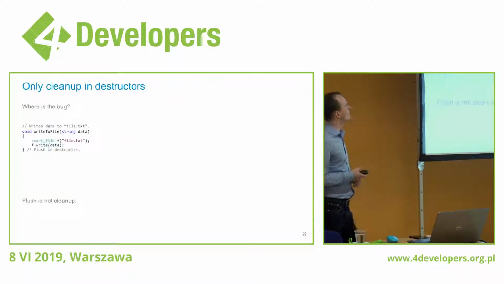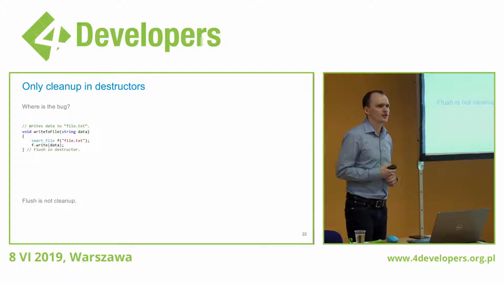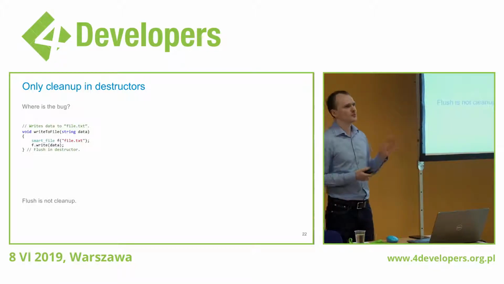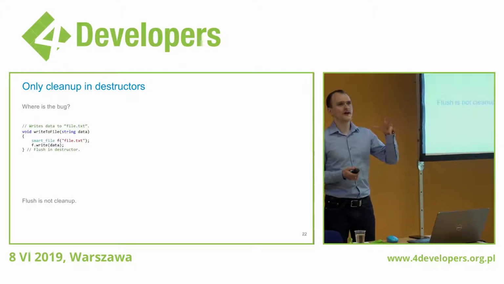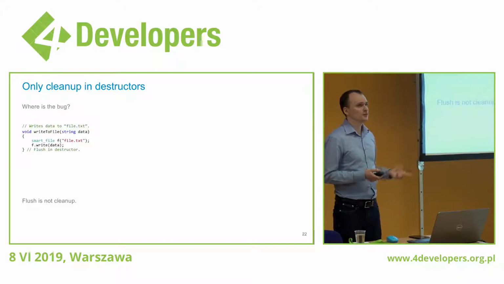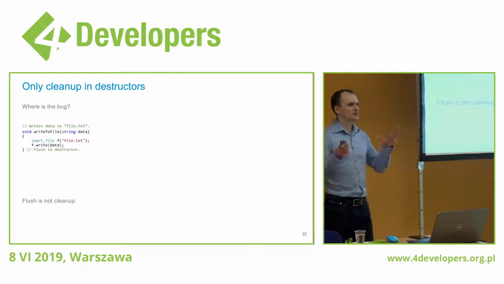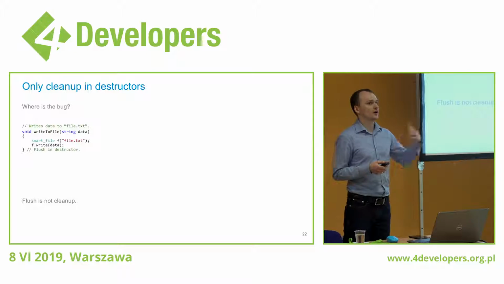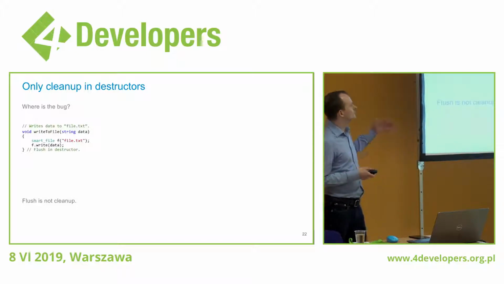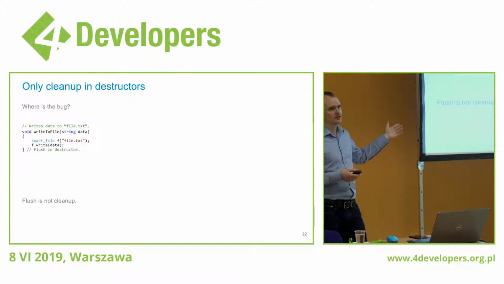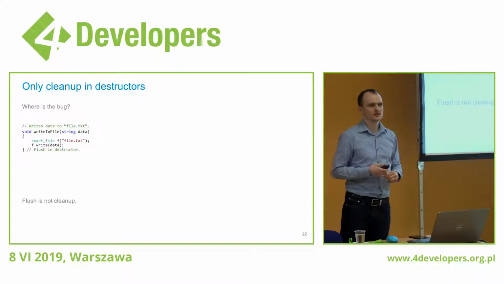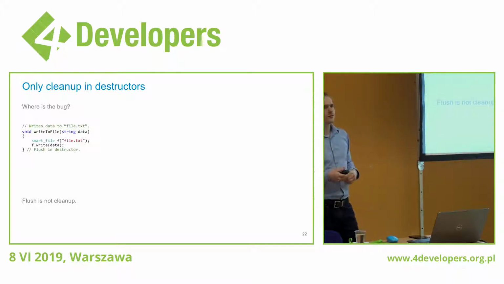So here we have a little short function that does one thing. It promises that if it ends with a success, it will write your data to a file. So it uses this smart file object that buffers all the data that you write into it, and in its destructor, it calls flush and actually writes the data onto the disk. So where is the problem? Why is there a bug?